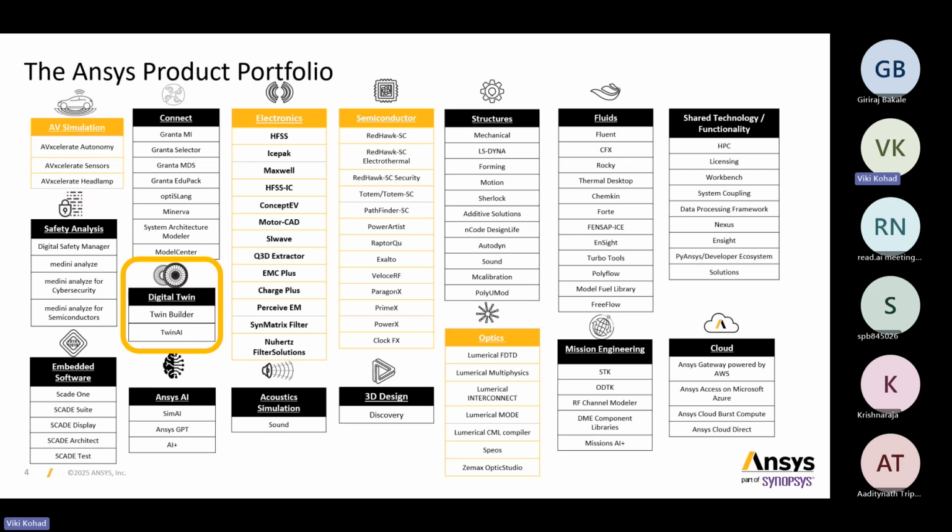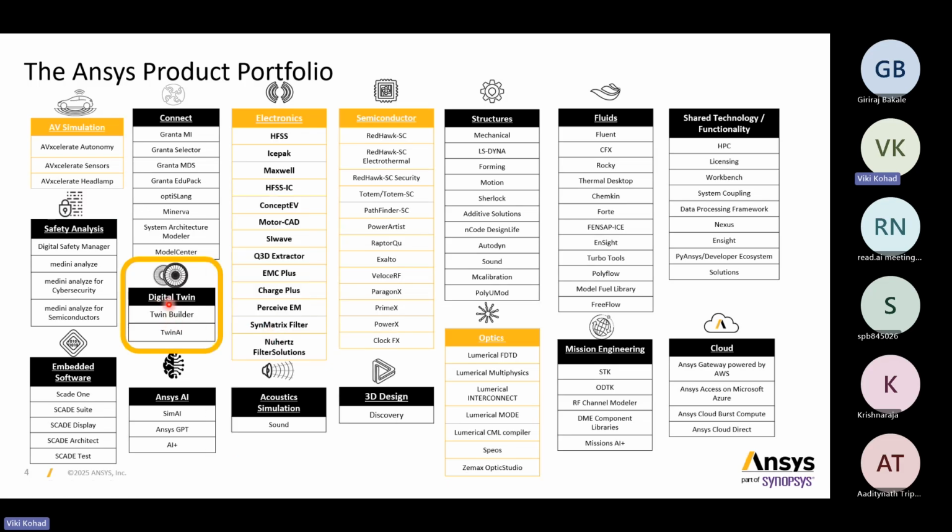It also has tools for cyber security analysis, and for embedded software, for code generation purposes, SCADE is there. So this is basically the broad portfolio of ANSYS. It offers products across all industries, in materials, electronics, semiconductor, structures, and our main focus is on the digital twin technology here.